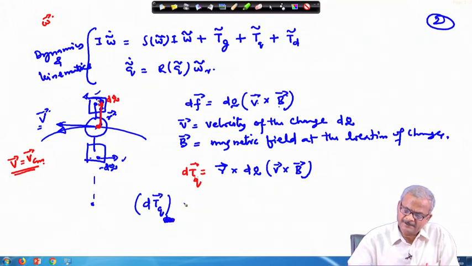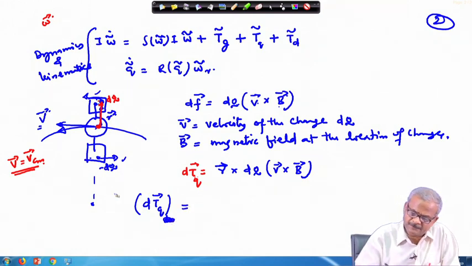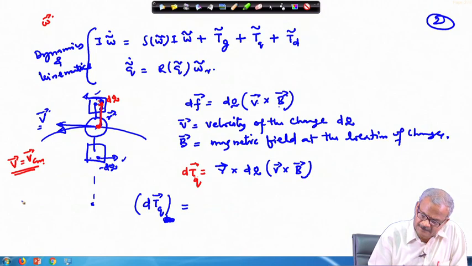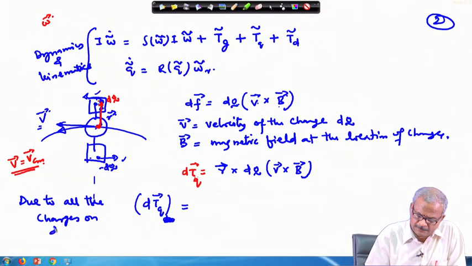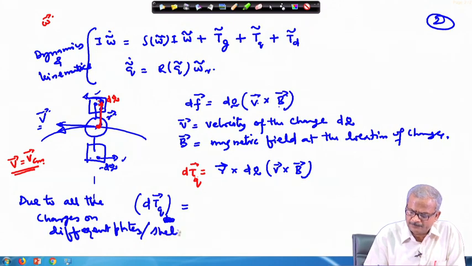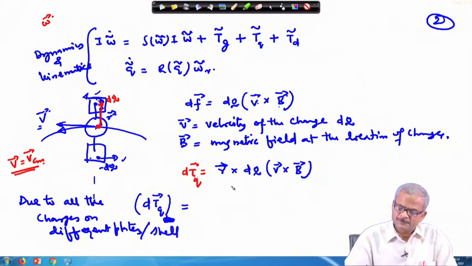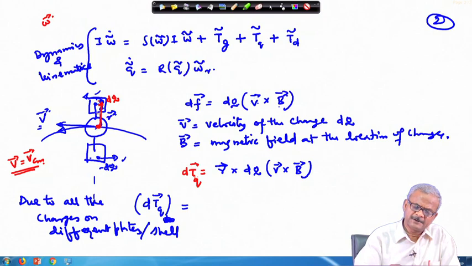So, I will not tag it, I will keep it the same way. So, I will write here on this plane due to all the charges on different plate slash cell. Okay, so one is plus, another is minus, so they are in opposite direction.